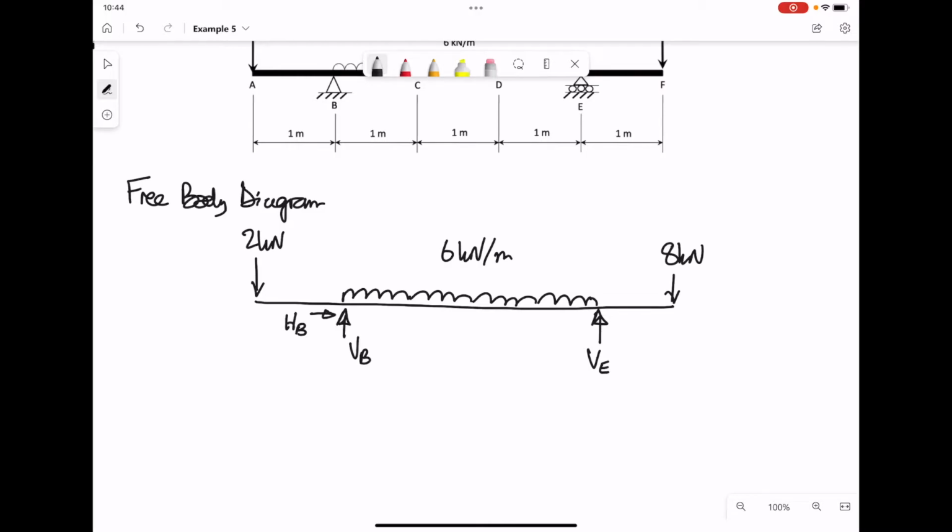Now we're going to apply our first equation for equilibrium. Normally all the forces in the x direction must add up to give you 0. Looking at our free body diagram, we only have one horizontal force, which is HB. It's pointing to the right, therefore it's positive. For equilibrium, it must equal 0. So our first reaction force, HB, is a value of 0.